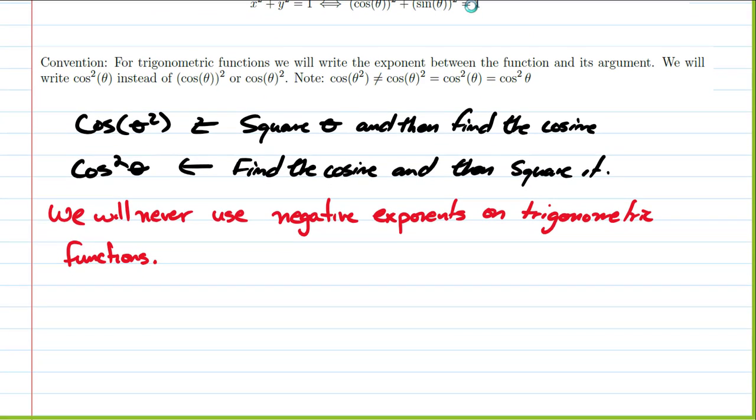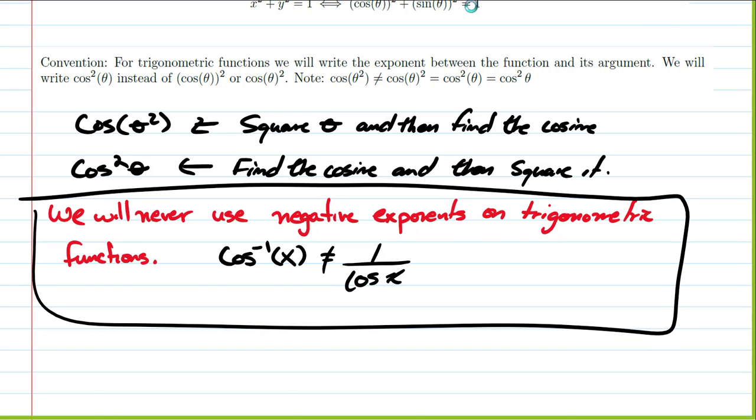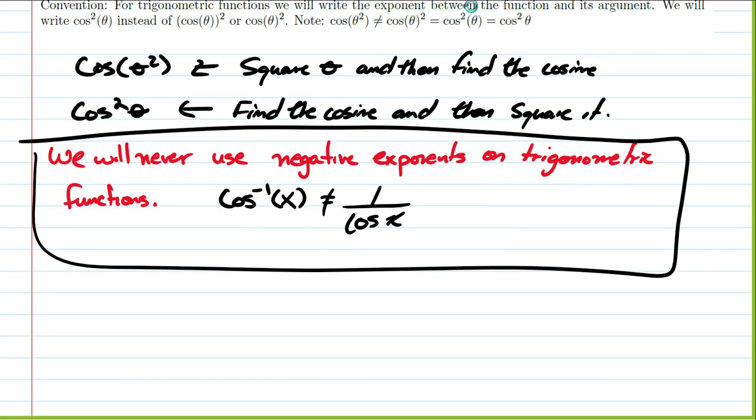So what I mean by that is we're not going to write cosine with a power of -1 to mean 1 over the cosine of x, because normally a negative exponent tells us to move something from the numerator to the denominator. So we'll talk about what this means in detail later. This means the inverse of cosine.